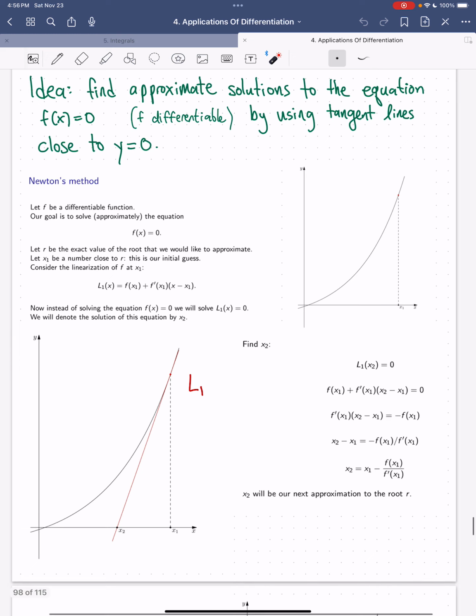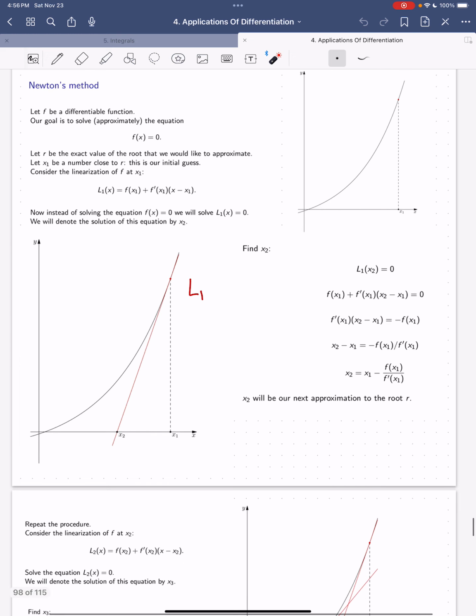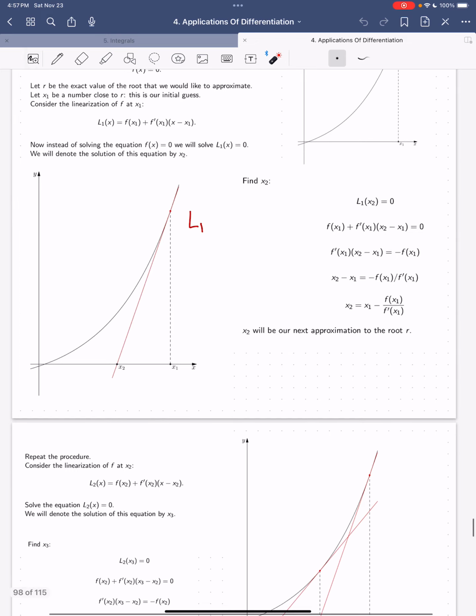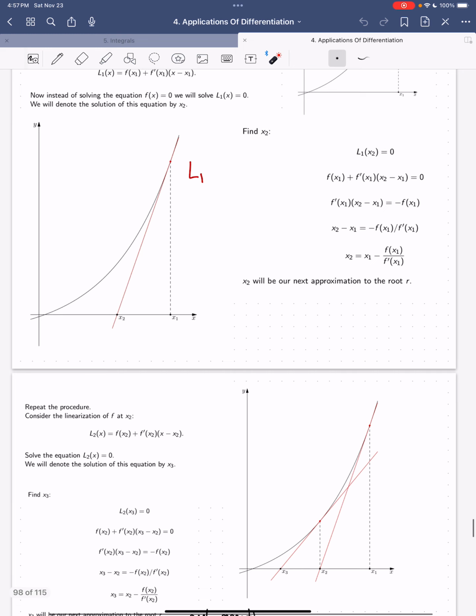Then what we can do is repeat this procedure. So now that we have the second guess that we got by using the tangent line, and the calculations to do so are here, but we'll see that there's a nice formula that we can just use in general. So now that we have the second guess, we can repeat the procedure.